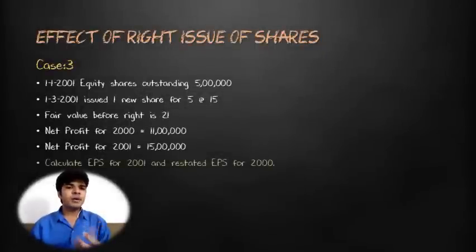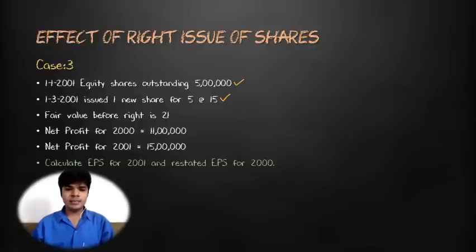Let us take an example of effect of right issue of shares. On 1/1/2001, equity shares outstanding were 5 lakhs. On 1/3/2001, issued one new share for 5 shares at the rate of 15. This is about the right issue. Fair value of the share before right is 21. Net profit for 2000 is 11 lakh and net profit for 2001 is 15 lakh. We have to find out EPS for 2001 and restated EPS for 2000.